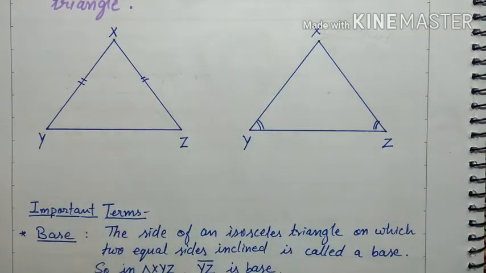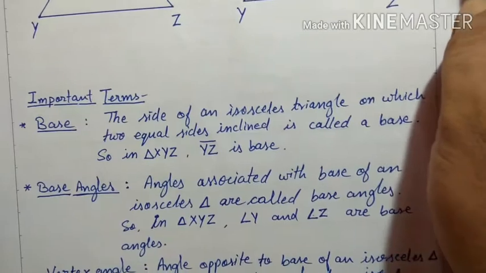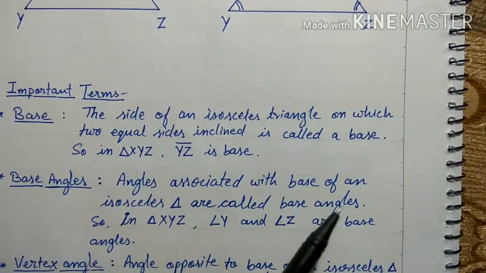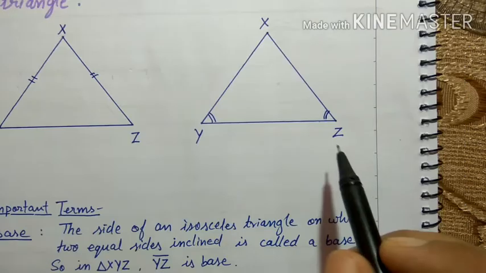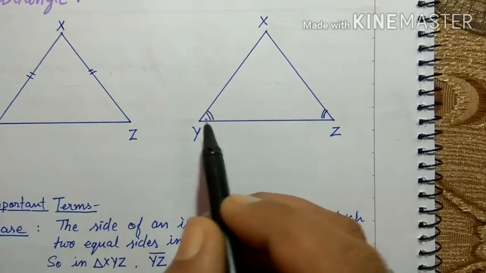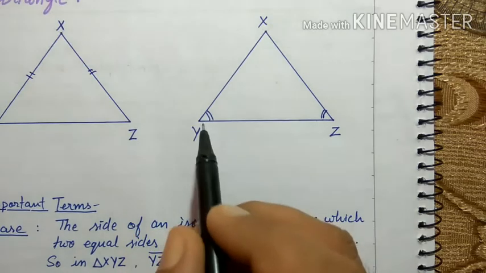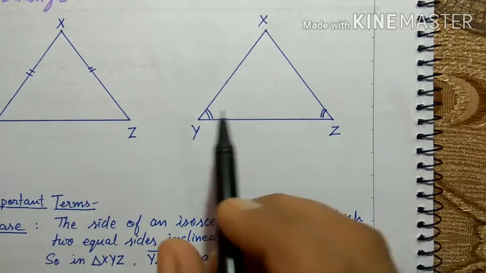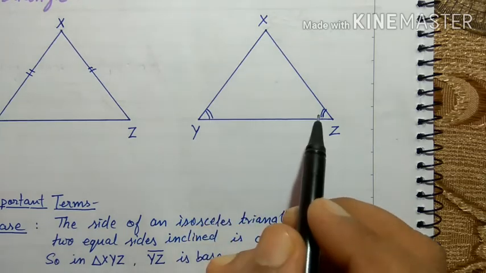Now the second term is base angle. Angles associated with the base of an isosceles triangle are called base angles. So in triangle XYZ, angle Y and angle Z are base angles. These two angles are on base YZ, and that's why angle Y and angle Z are called base angles.